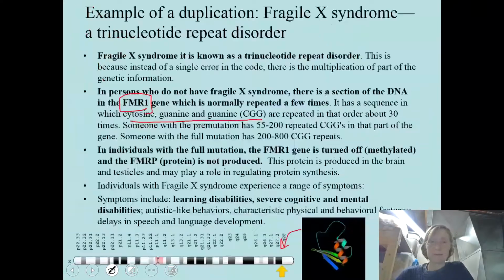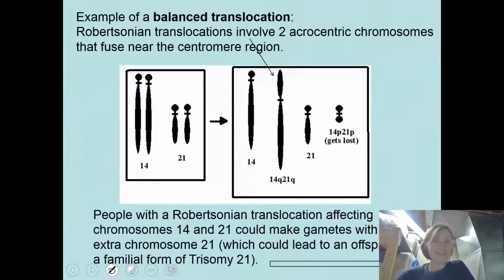Let's look at an example. This is kind of a fun one, and it's a little bit complicated, but we'll see what we can do. An example of a balanced translocation goes something like this. This is called a Robertsonian translocation because it involves a special type of chromosome.